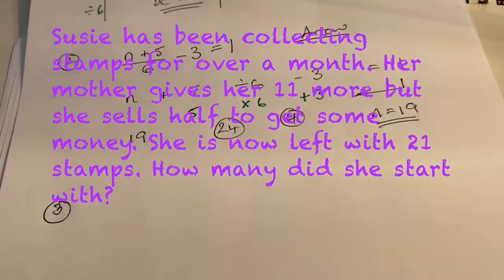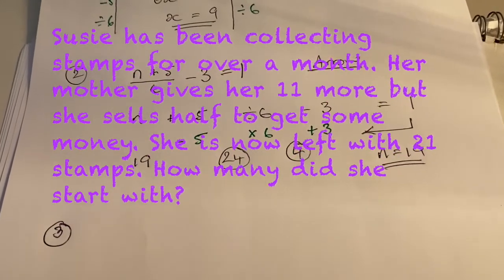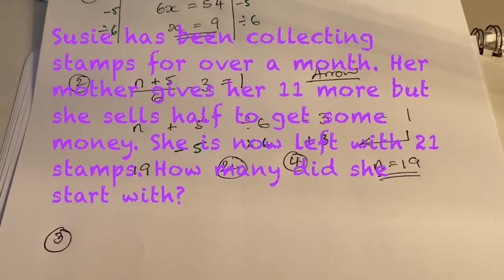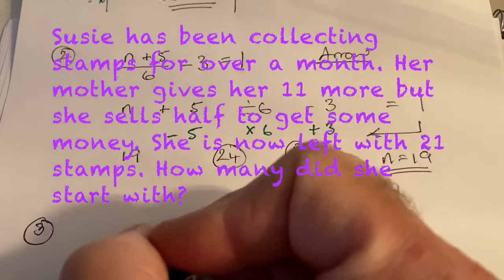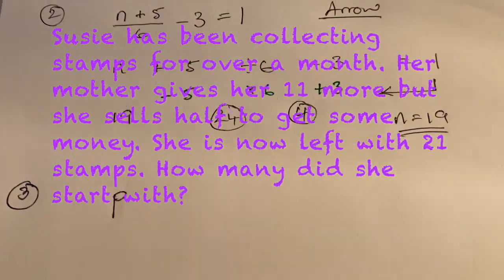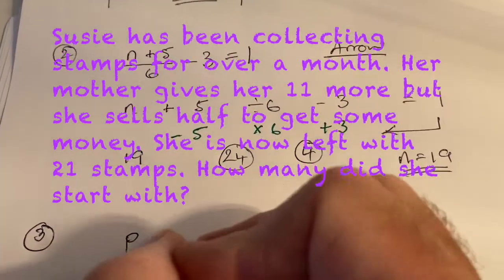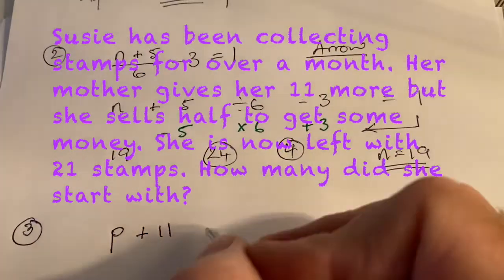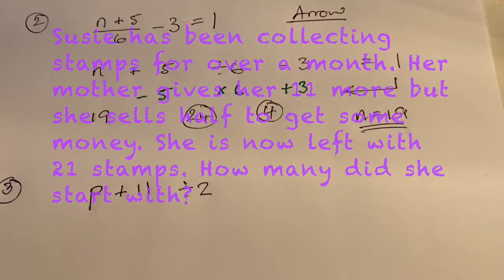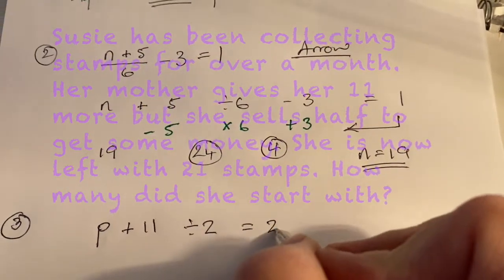Suzy has been collecting stamps for over a month. Her mother gives her 11 more, and then she sells half of them to get the money. So she's going to collect stamps. I'm not going to use S because it looks like a 5, so I'm going to use P. Mother gives her 11 more, so plus 11. She then sells half of those, so divide by 2 to get some money. And now she's left with 21.